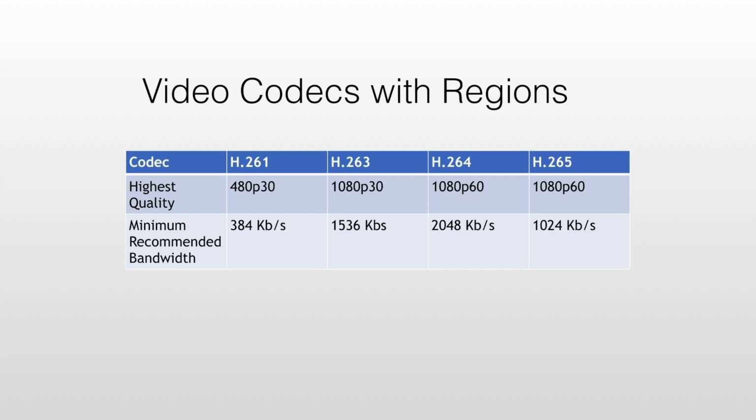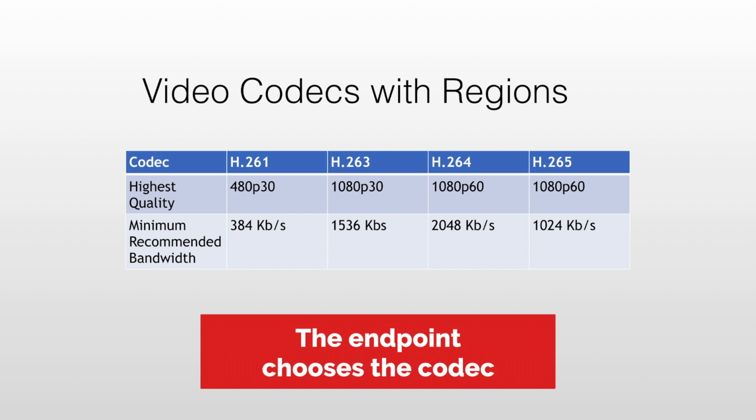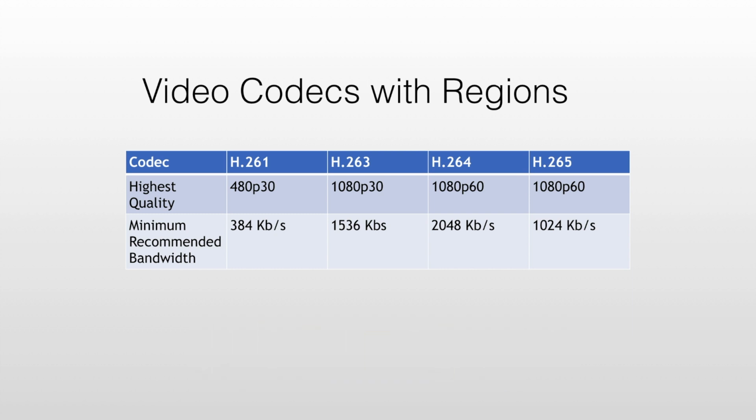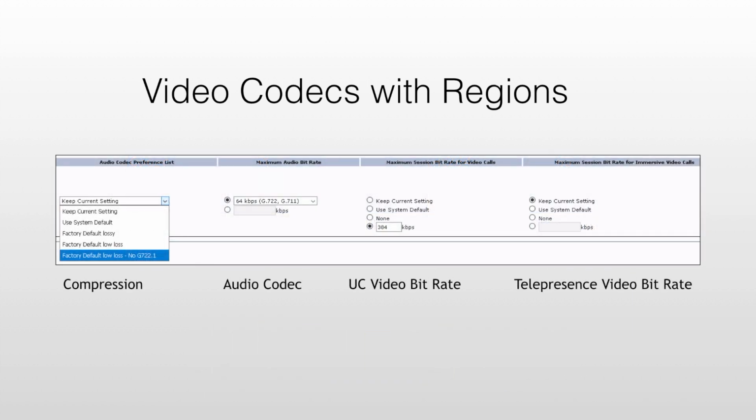But again, you're not going to have any control over what codec your endpoints use for video. You can only set the maximum bit rate that they're allowed to use, and the endpoint will decide which codec is best based on the limitations that are placed on it. Okay, so you can see this by looking at the screen capture from the region settings in the CUCM, and I'm going to go into a live session here in a few minutes.